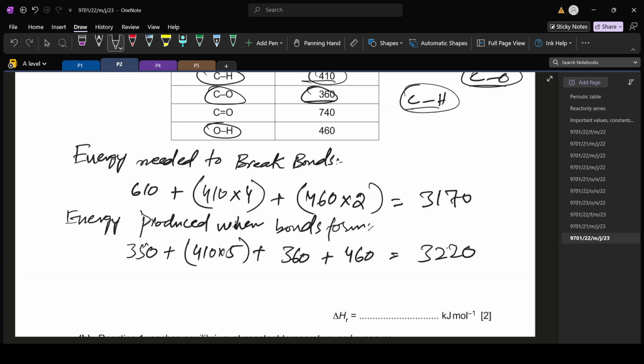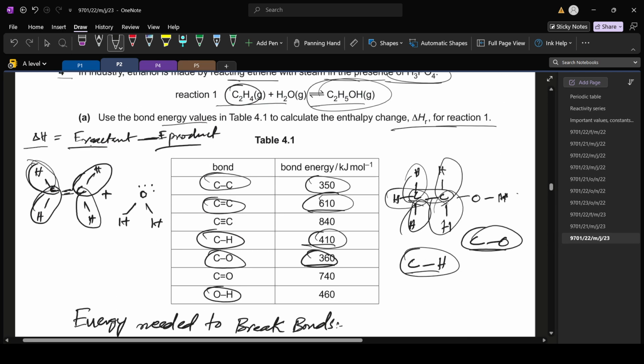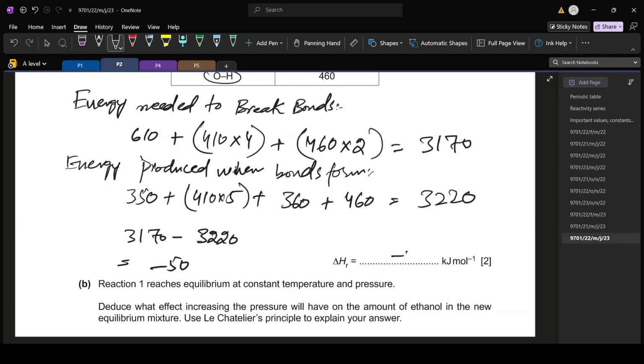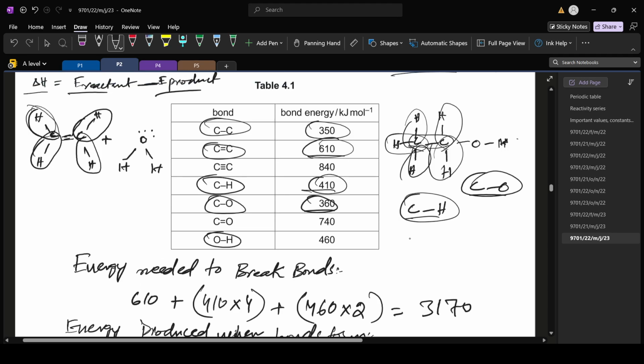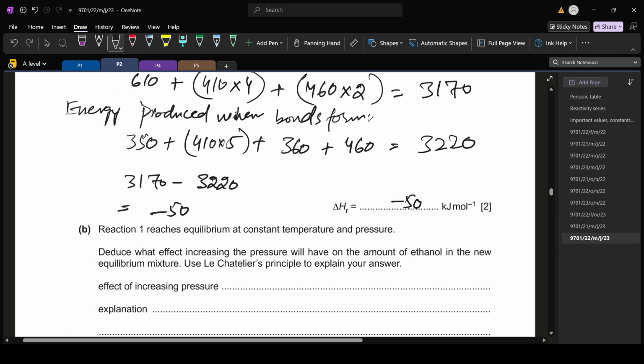and it's actually 3220. Now the formula is: enthalpy change, or energy change, equals the energy of reactants minus the energy of products. So it's actually negative 50. So this is the energy change of this reaction. I hope you have understood it.